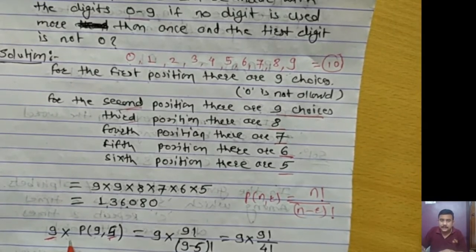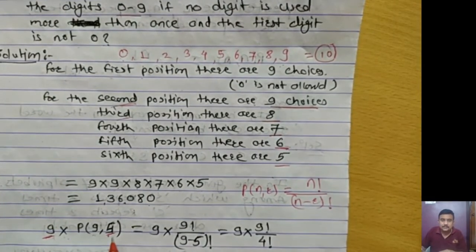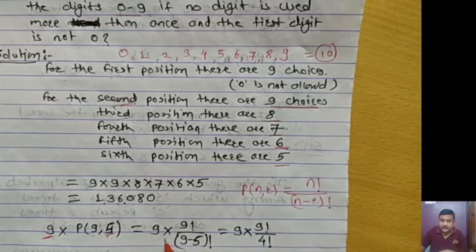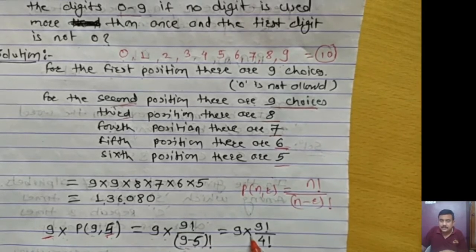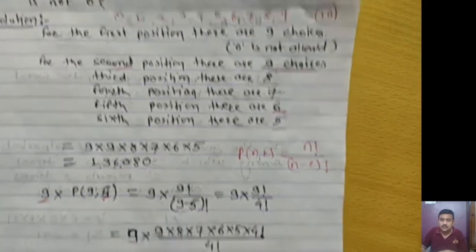So 9 multiplied by P(9,5). So 9 multiplied by 9 factorial, that is n factorial divided by (n minus r) factorial. Here n equals 9 and r equals 5, so 9 minus 5 factorial equals 4 factorial. We get 9 multiplied by 9 factorial divided by 4 factorial.